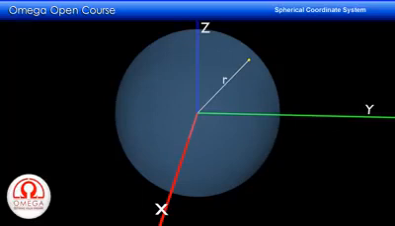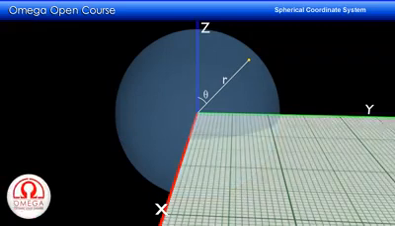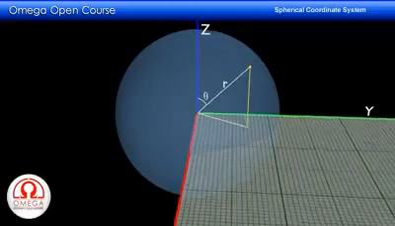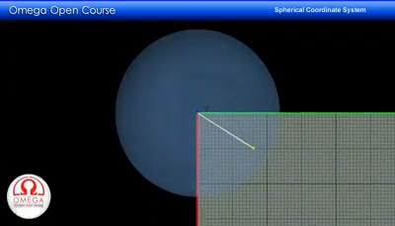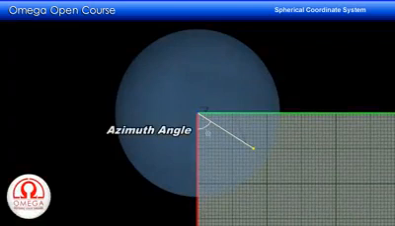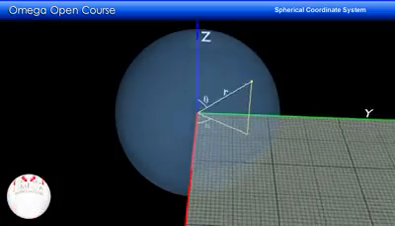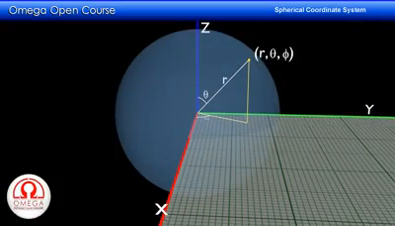The second parameter is the angle this line makes with the z-axis, called the polar angle, and it is usually represented by theta. Now let us draw a perpendicular from the point to the xy plane. Now join the foot of the perpendicular to the origin. The third parameter, called the azimuth angle, is the angle this line makes with the x-axis and is usually represented by phi. Thus the coordinates of a point in a spherical coordinate system are r, theta, phi.